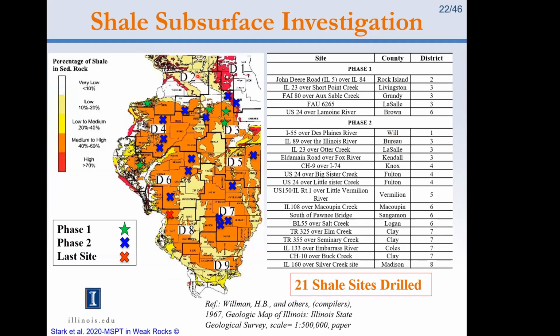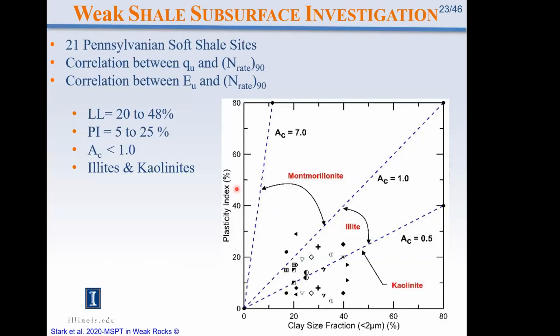Here's the X's and green stars and red X's. That shows the distribution of the 21 sites across the state of Illinois. The orange and yellow and red areas are areas of shale. So you can see shale is a predominant bedrock material throughout Illinois. The 21 sites correspond to, say, an illite kaolinite clay mineralogy with liquid limit from about 20 to 50, so it would be in the low plasticity range.